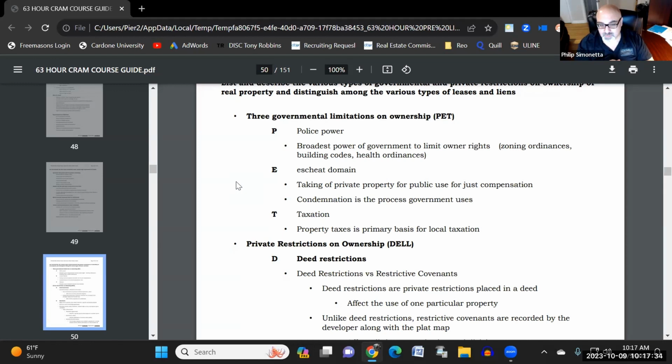ownership, right? Eminent domain. That's the taking of property for public use for just compensation. They've got to pay you. The condemnation is the process, right? But they control land by that, right? They control ownership by that. And taxation. Property tax is a primary basis for local taxation. You don't pay your taxes, see how long you have your home, right? You could pay your home off, you could have no mortgage, but don't try not to pay your taxes, right? So they control that.